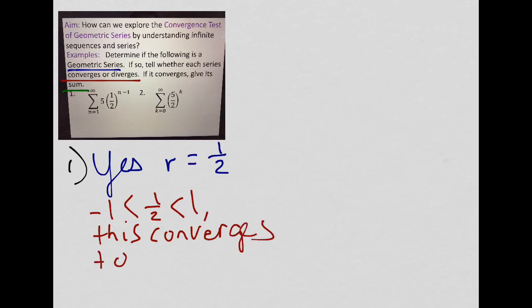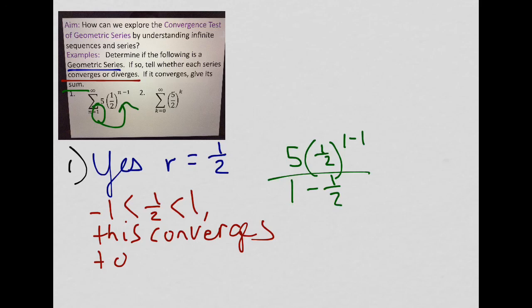Now to find the sum, the formula is to take the first term, and that lower number can be any number, usually it's 1 or 0, so we're going to plug it into this expression, divided by 1 minus your common ratio. If we do that and simplify this, we're going to get 10. And that is our answer.